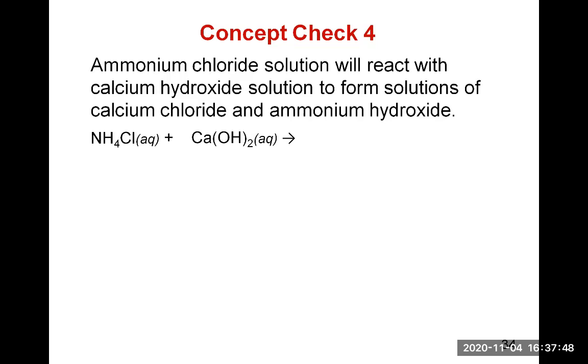It forms solutions of calcium chloride. Calcium chloride, so Ca is 2 plus, Cl is -1. So we need 2 chlorine for 1 calcium. So 2 chloride ions for 1 calcium, and that's going to make it CaCl2 to be a neutral formula. That's another aqueous solution here.